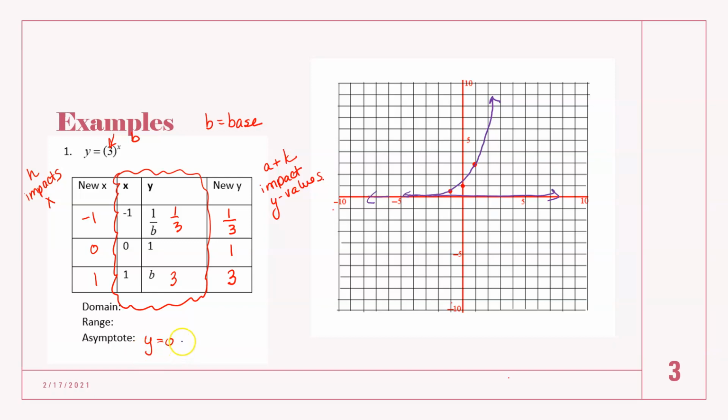The domain for all of these is negative infinity, infinity. Remember, that's left to right. The range, you're going to get almost to 0. That's why there's a parentheses. Never touch it, approach it, and infinity. So that's why there's not a bracket there.